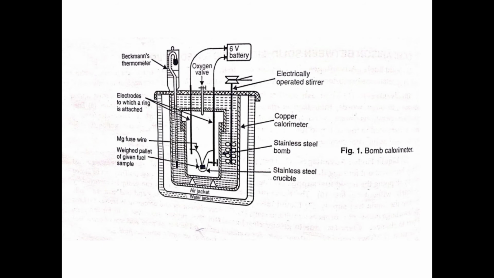The bomb is then lowered into a copper calorimeter containing a known mass of water. The stirrer is worked and the initial temperature of the water is noted. The electrodes are then connected to a 6-volt battery and the circuit completed. The sample burns and heat is liberated. Uniform stirring of water is continued and the maximum temperature attained is recorded. This is the working process for measuring the calorific value through the bomb calorimeter.